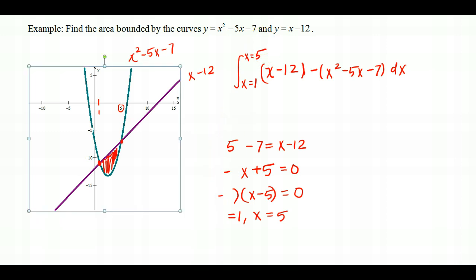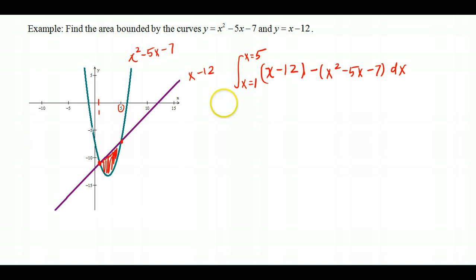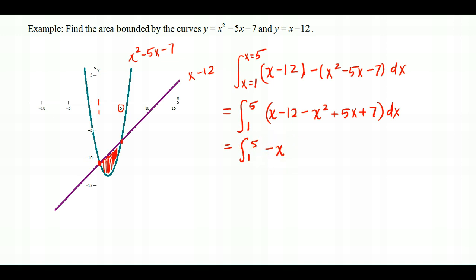So now we have everything we need, and we just need to do some simplifying and then solve. So let's erase that for space. This integral is going to become the integral from 1 to 5 of x minus 12 minus x squared plus 5x plus 7 dx. We'll combine like terms. So I'll have negative x squared. The x and the 5x will become 6x. And the negative 12 and positive 7 are going to give us negative 5 dx. And so now I can take the antiderivative.